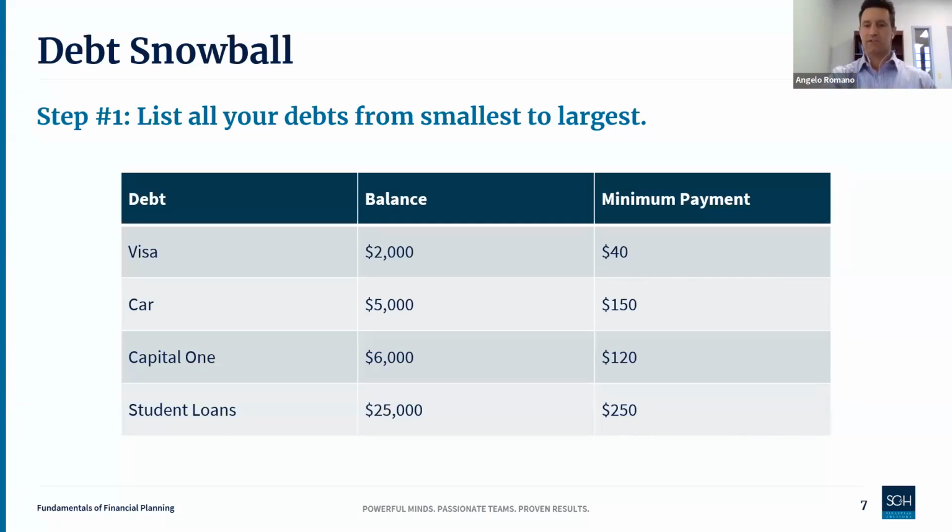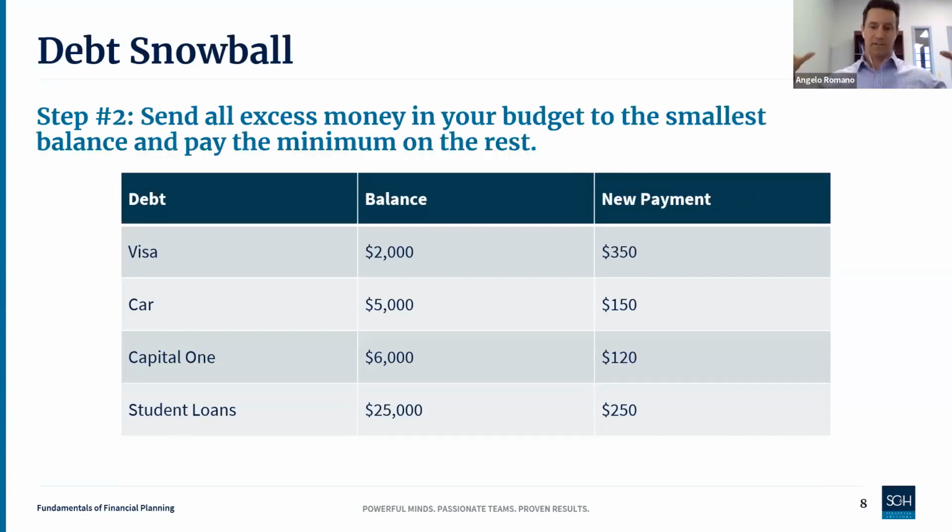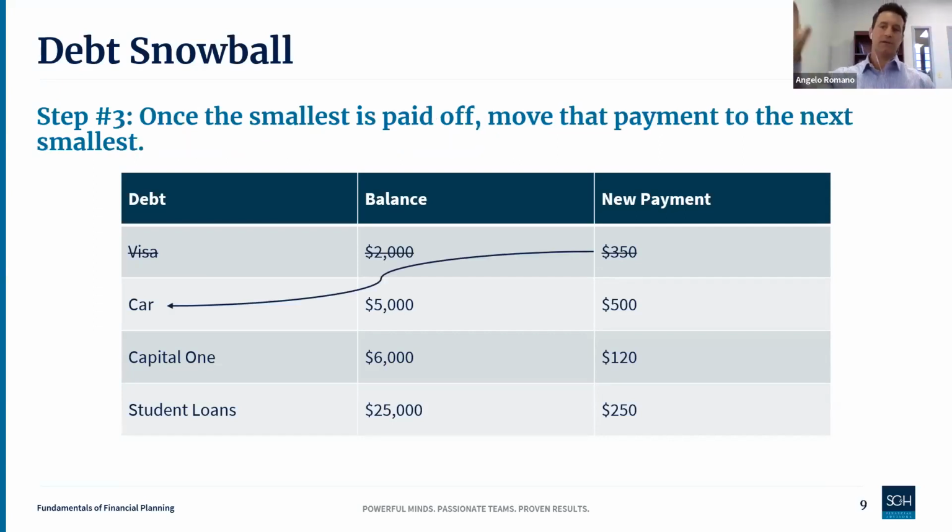So once you find that extra additional money, you're going to take that and throw it at the first balance, and we're going to get that balance paid off, paying the minimum on everything else. Then once that balance is paid off, you're going to take the amount that you were putting towards that and move it down to the next smallest amount. We're going to get that one knocked out and just wash, rinse, repeat. You're going to keep doing the same thing until you're debt free.